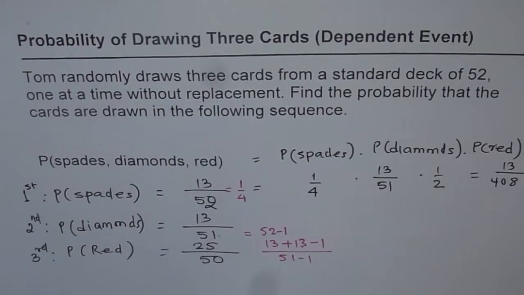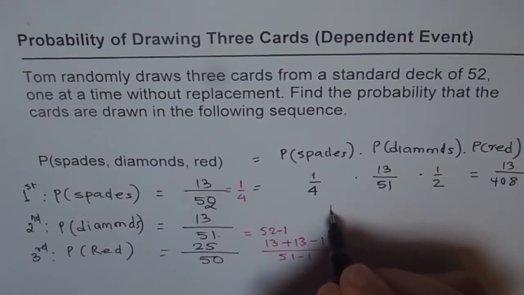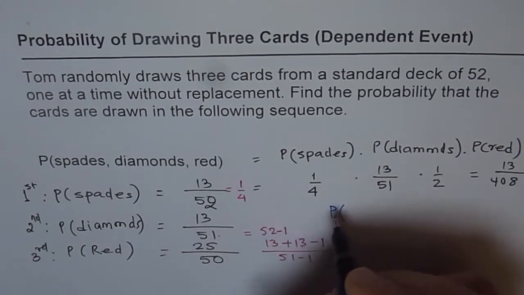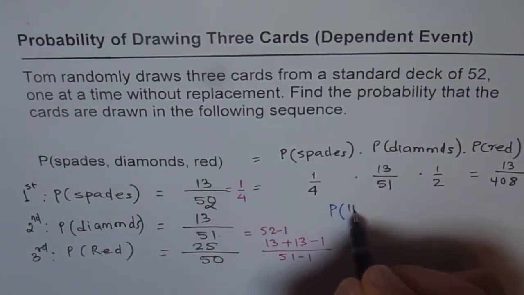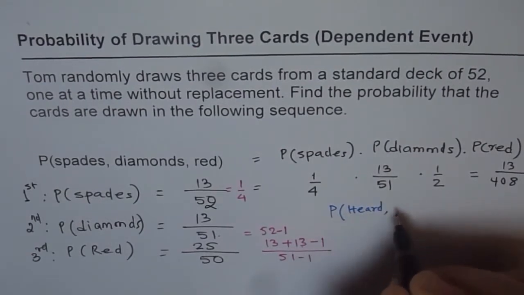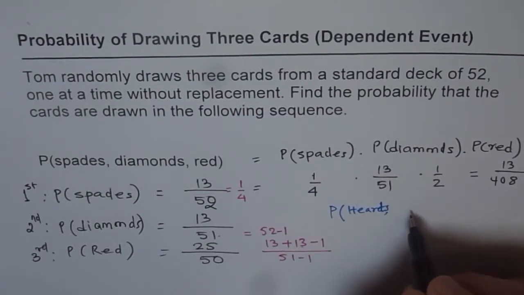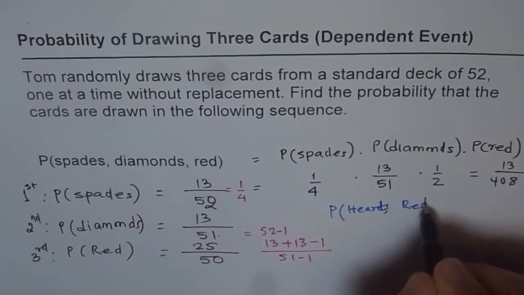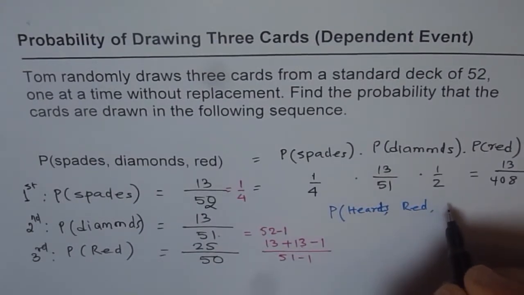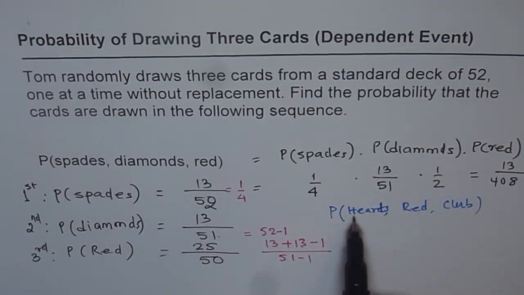So as a practice, what you can do is find the probability of drawing this sequence where the cards are not being replaced. Let's say we start with hearts, and then we want a red card. Remember, hearts is also a red card, right? We take a red card followed by club. So club is black and hearts is red. Red card means if you've already drawn one hearts, there is one less red card, right?